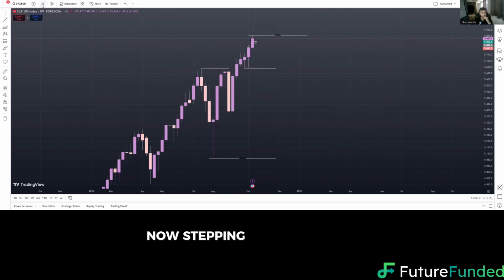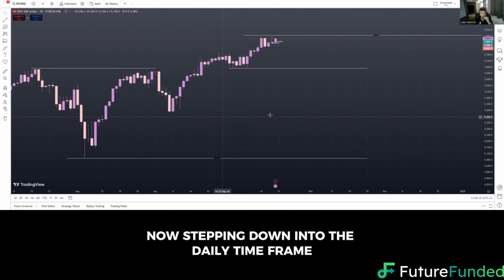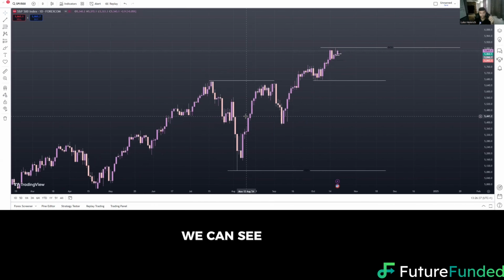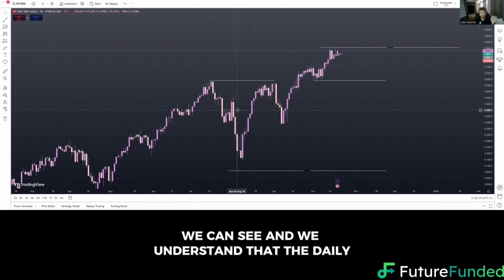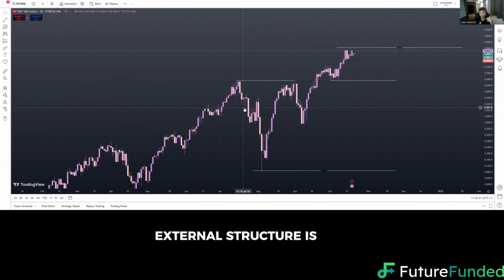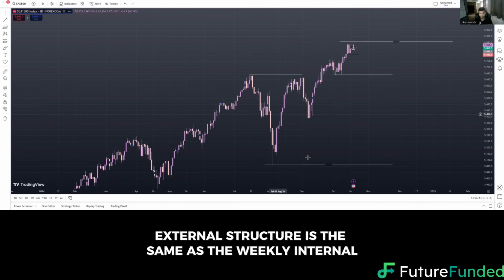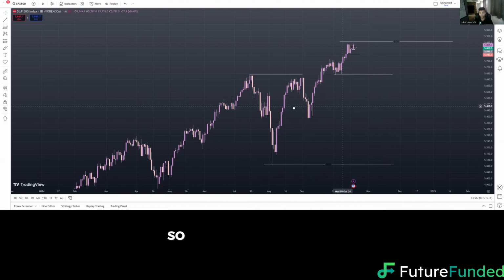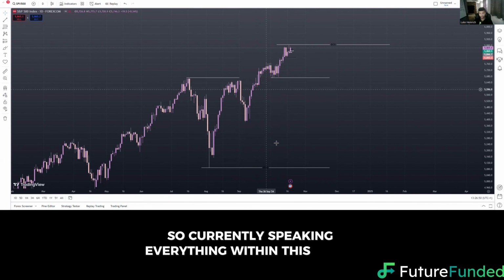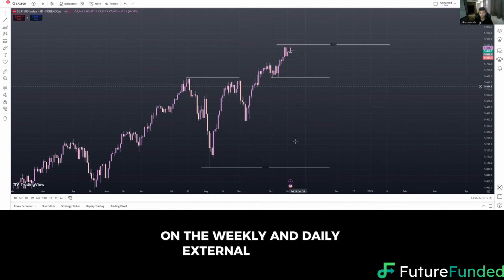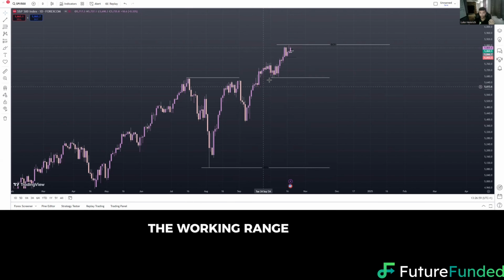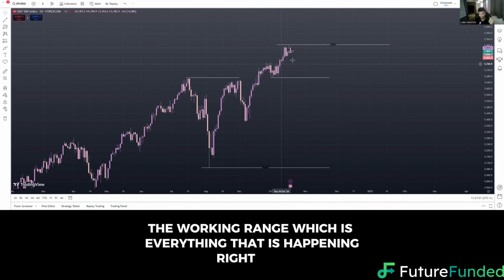Now, stepping down into the daily time frame, we can see a little bit of a similar story. All right, we can see and we understand that the daily external structure is the same as the weekly internal. So the daily external low is here and the daily external high is here. So currently speaking, everything within this range on the weekly and daily external is bullish, and we should be looking for longs.